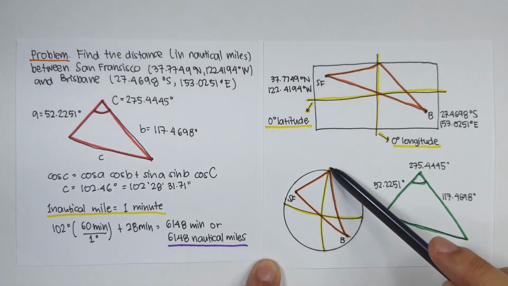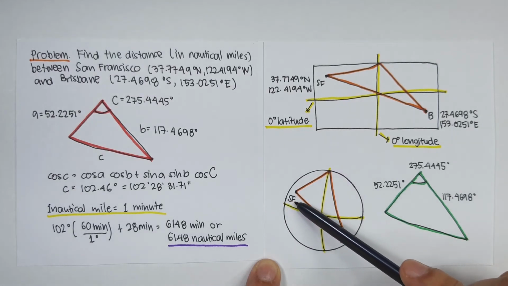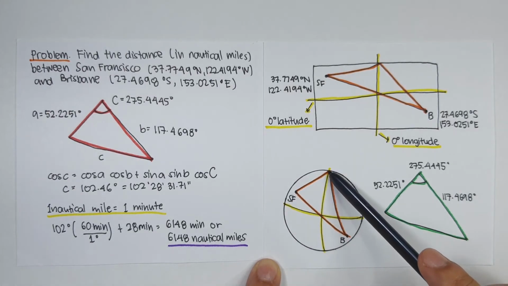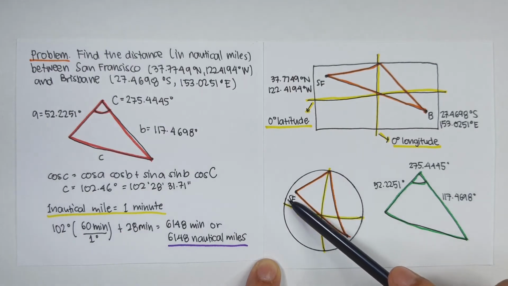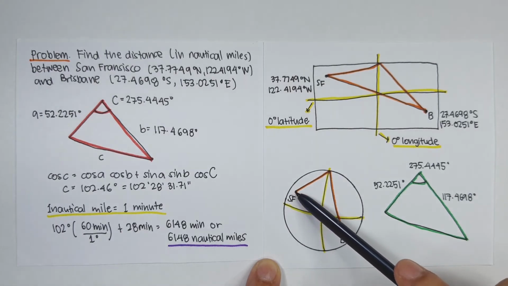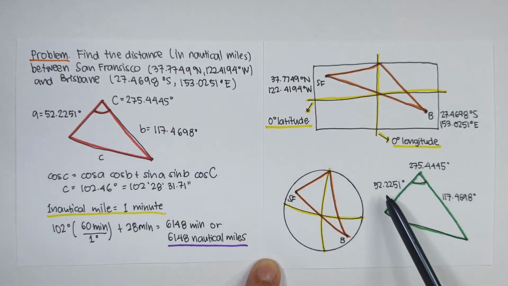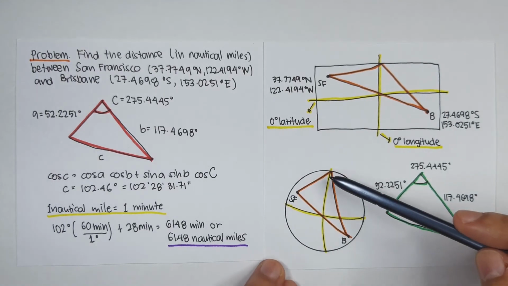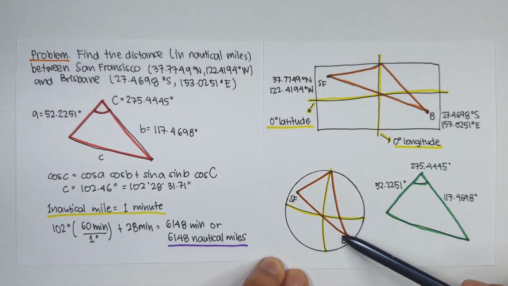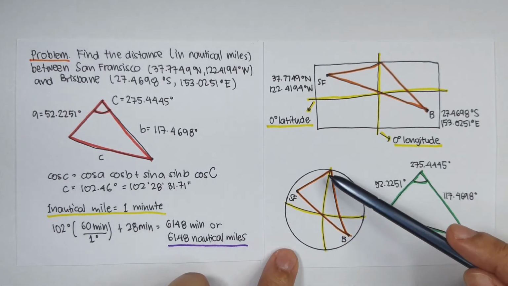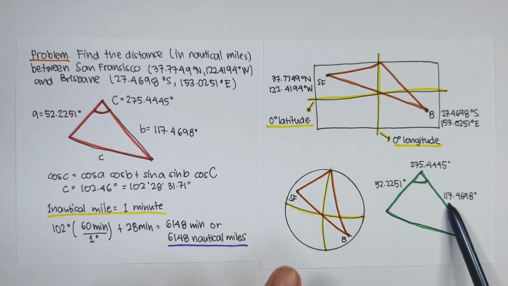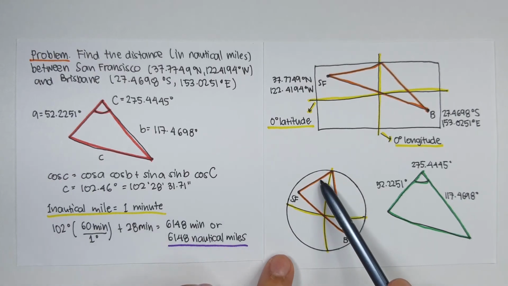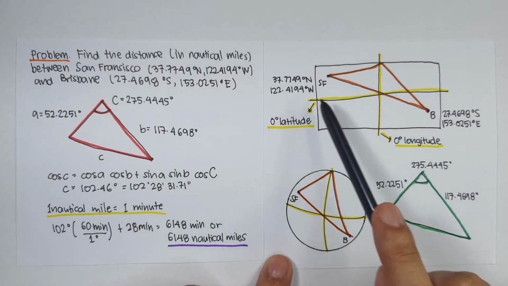So if this is 90 degrees and this is 37.7749 degrees, then how much is this? That is 90 minus 37.7749 degrees. That is equal to 52.2251 degrees. And if this is 90 degrees and this is 27.4698, then all in all, this is equal to what? This is equal to 117.4698 degrees.